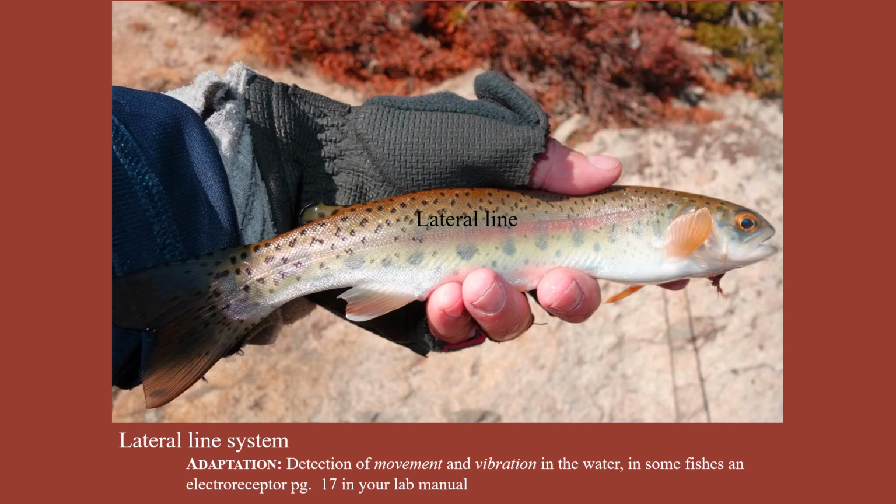Another major adaptation for these fishes is the lateral line. This system of sense organs is used to detect movement and vibrations in the water, sense pressure waves, and in some fishes it acts as an electroreceptor. All of this helps the fish with spatial awareness, its ability to navigate, orientate, and carry out predation and social schooling.